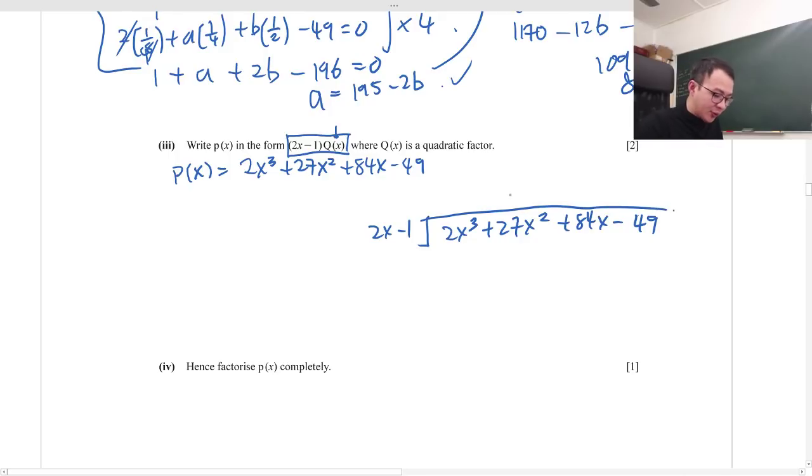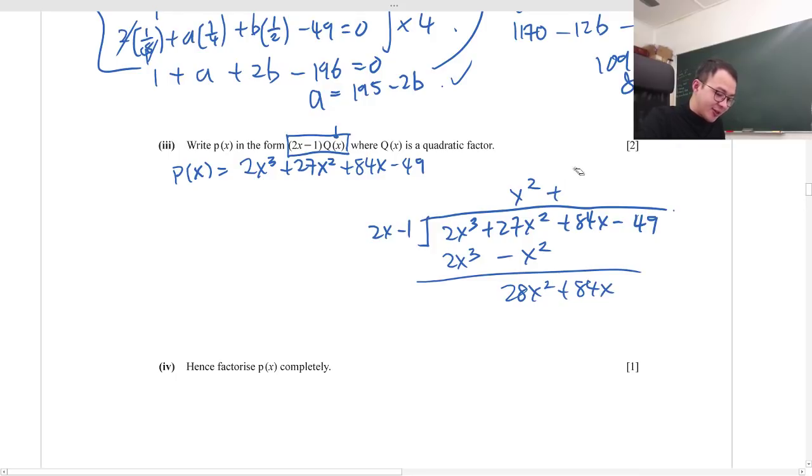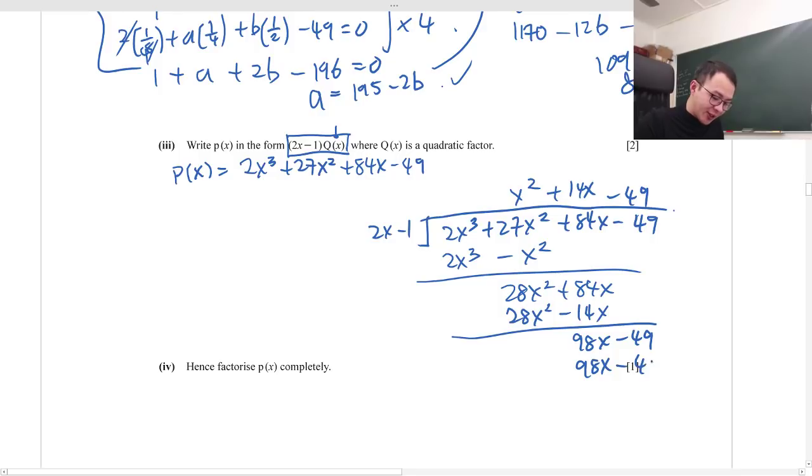Okay, so the quick one, I will get x squared here, so I get 2x cubed minus x squared. So I have 28x squared plus 84x, then I add 14x in order to eliminate the first term. So I do 14x here, so I get 28x minus 14x here. Then minus will be plus, so this one will be 98x minus 49. So I minus 49, I get 98x minus 49.